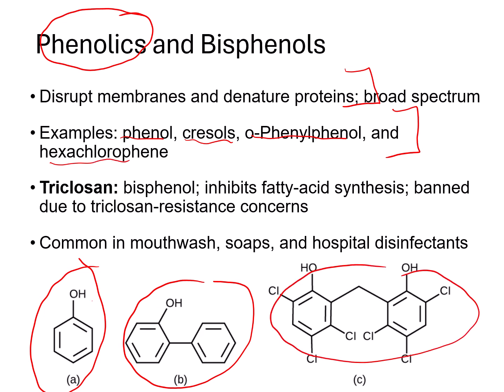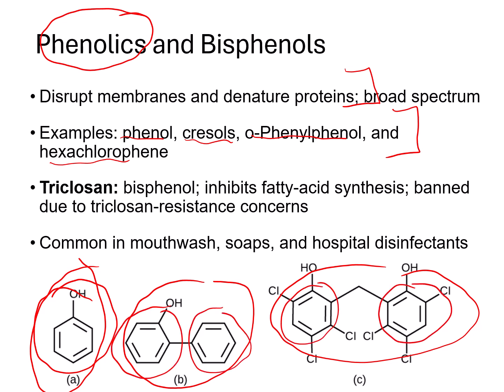So you can see some of these have one ring, so phenol has one ring, and some of them have two rings, like the middle and the far right one. When you have two rings, these are in the group bisphenols, and these are very closely related. So these examples are often found in hospital disinfectants and Lysol type cleaners.